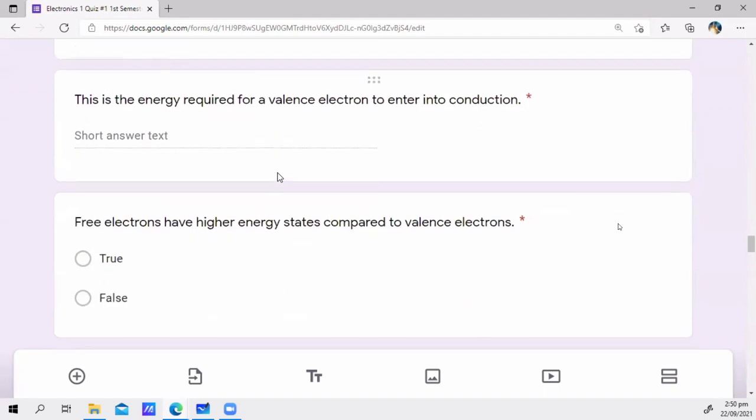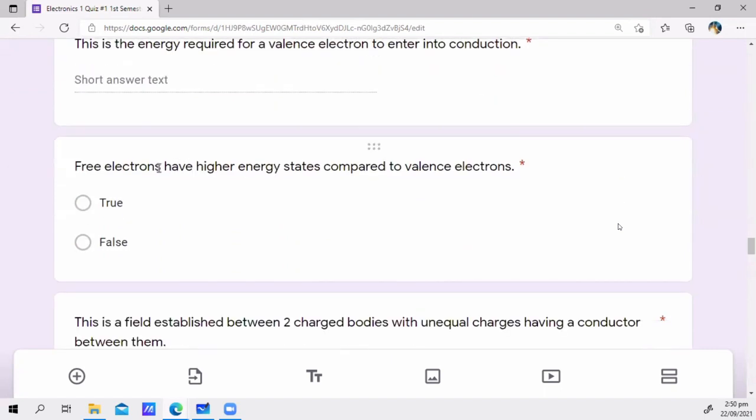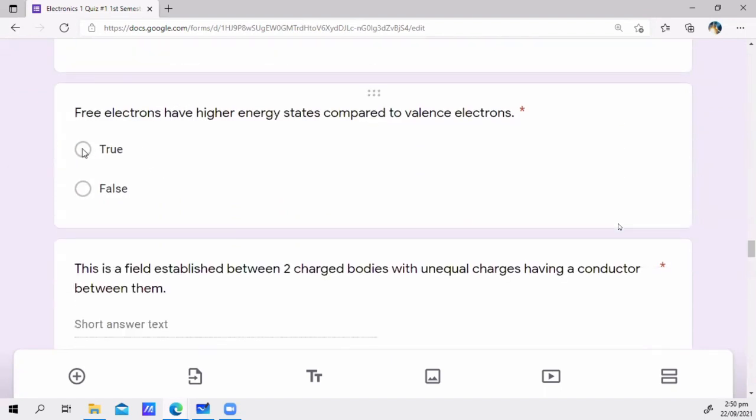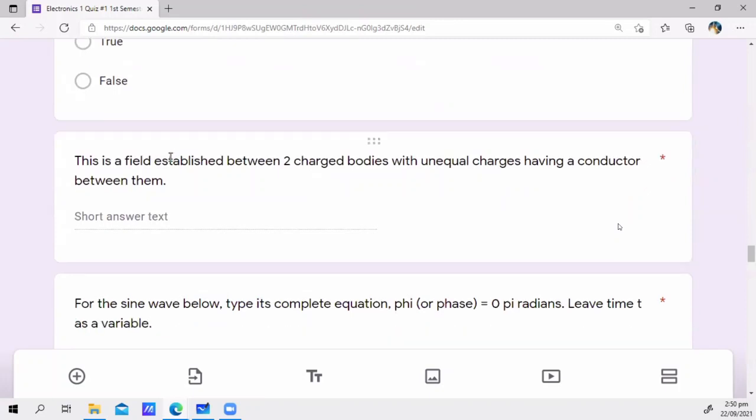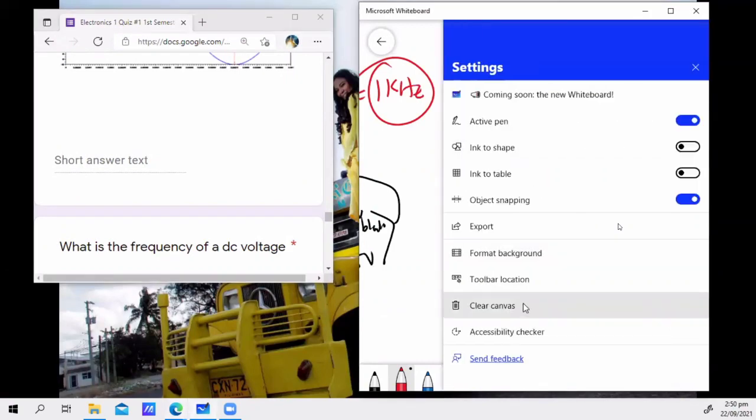So the answer here is true. Okay? Next, this is a field established between two charged bodies with unequal charges having a conductor between them. So actually, the answer here is none. Bakit? Let's see if you're listening to the lecture.